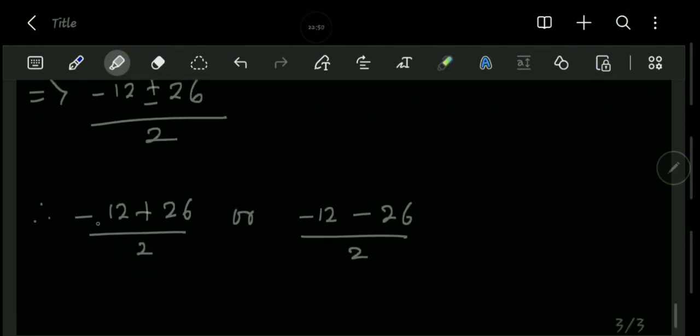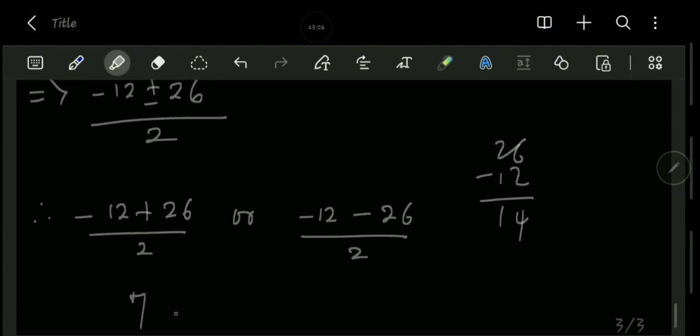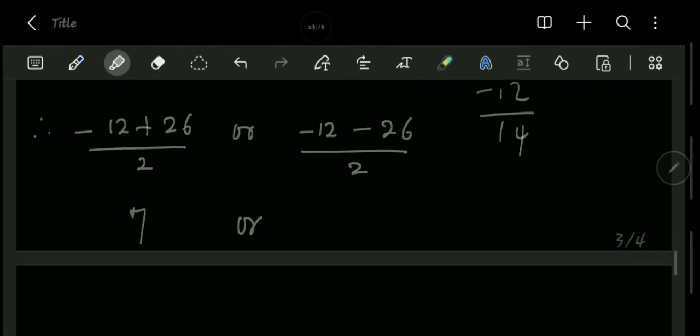If I solve for this, this is basically minus 12 plus 26. That's going to give me 14, right? So 14 divided by 2 is giving me 7. Or if you do minus 12 minus 26, that's minus 38 over 2. That's giving me minus 19. So basically I'm having a minus 19 in this place.